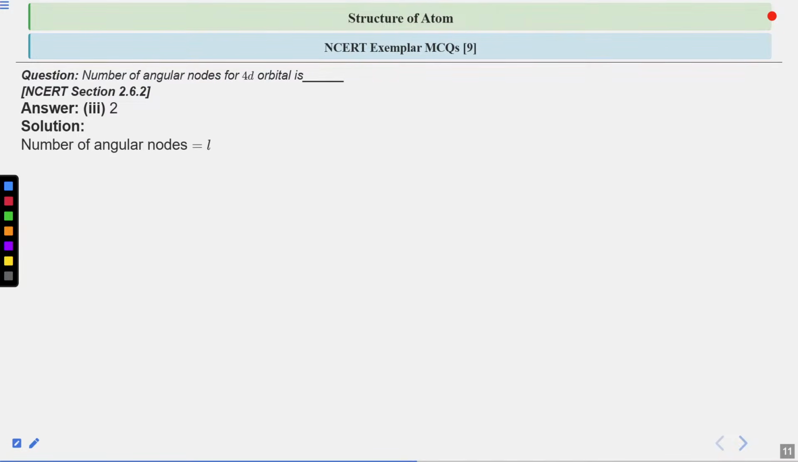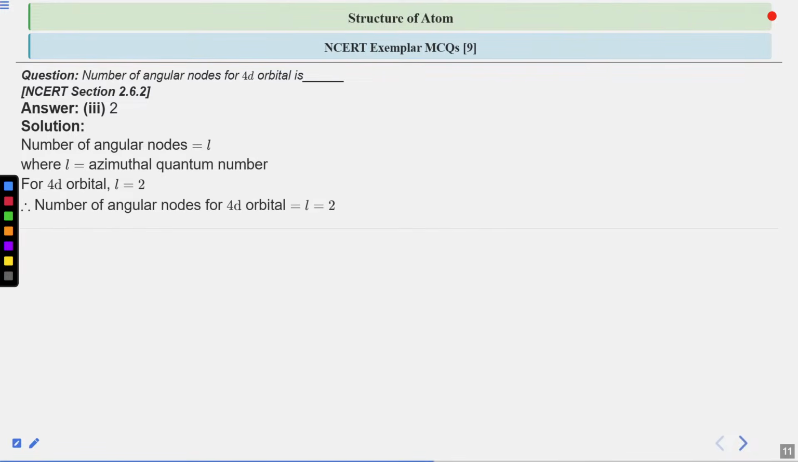That same thing is applied here. Number of angular nodes is equal to L, where L is the azimuthal quantum number. And for 4d orbital, the value of L is 2. Therefore, the number of angular nodes is also 2. I guess it is clear to all of you. Any doubt in this question?